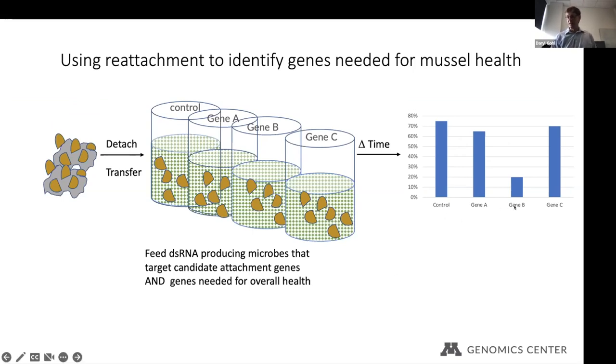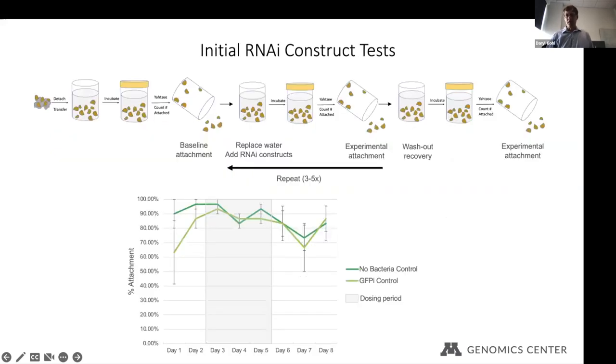What we're hoping to see is something like this graph on the right, which is sort of schematic data, where we see a certain level of attachment in the control, and we might see certain genes that are similar to the control, but then we find genes that cause strong defects in attachment. So this is the actual design of the experiments that we've been conducting.